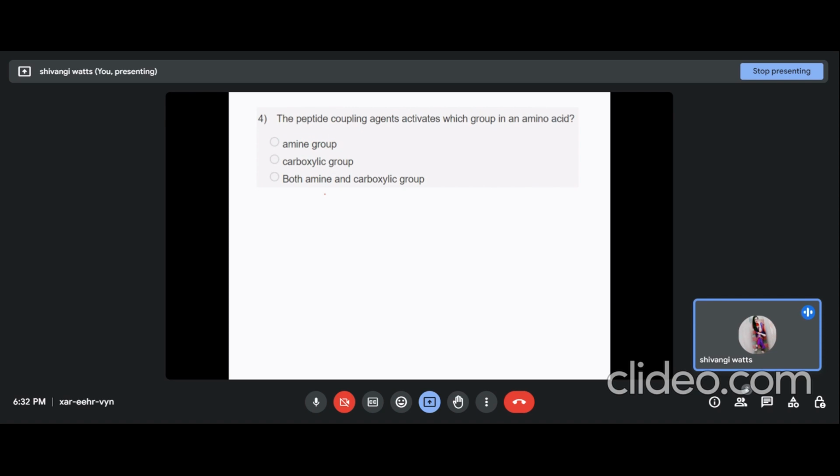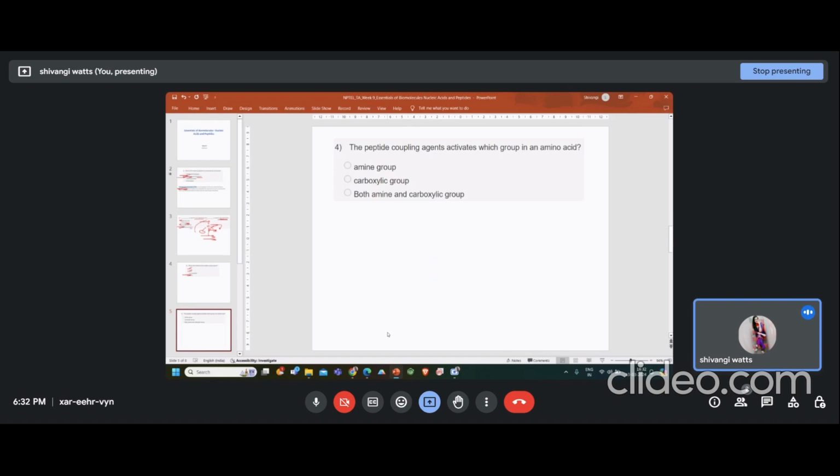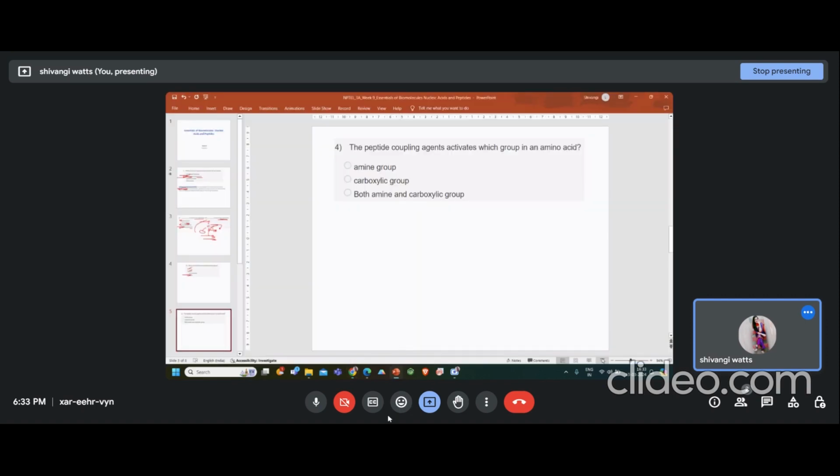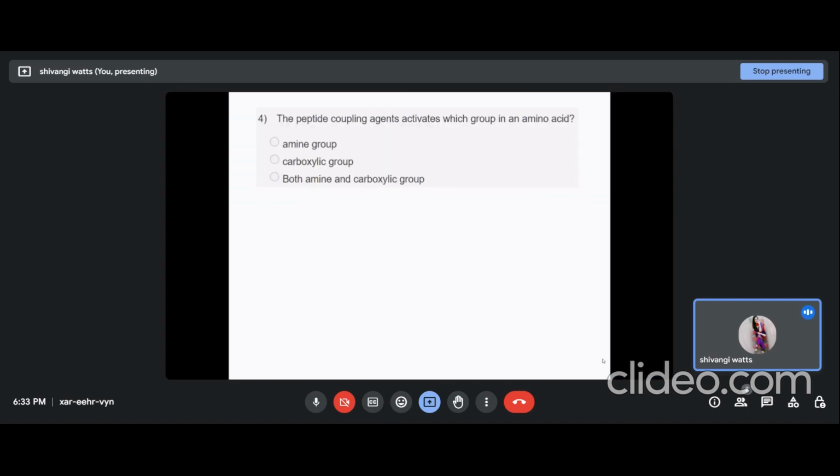The fourth question is, the peptide coupling agents activate which group in an amino acid? The first option is amine group, second option is carboxylic group, the third option is both amine and carboxylic group. Wait, I will check if some problem is there. I think everything is correct. The peptide coupling agent activates the carboxylic group in an amino acid. So the right option is the carboxylic group.